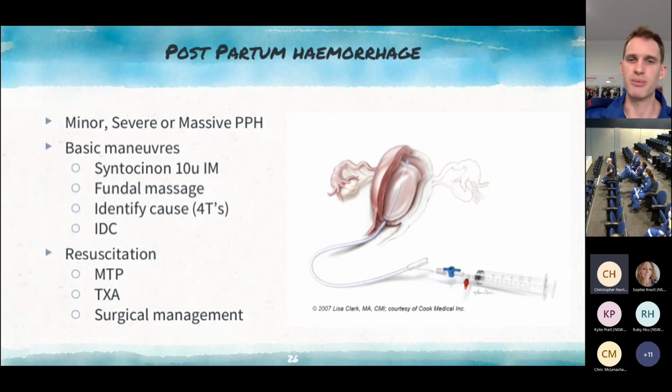And then finally, surgical management would be something like a hysterectomy, and that's obviously a very big decision to make, and that's considered on a case-by-case basis. But that's more likely in women who have placenta accreta, so invasion of the placenta into the uterus, or a uterine rupture, or even uterine inversion. But obviously that's a big decision to make on a case-by-case basis, and it's usually the obstetric consultants who make that decision.